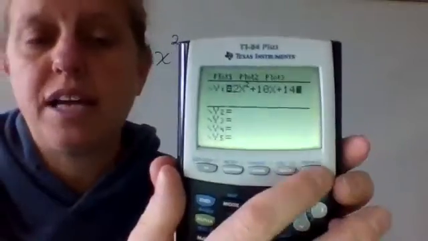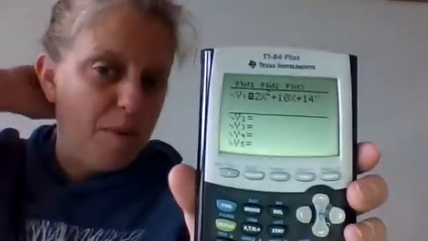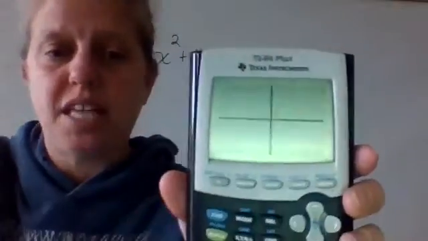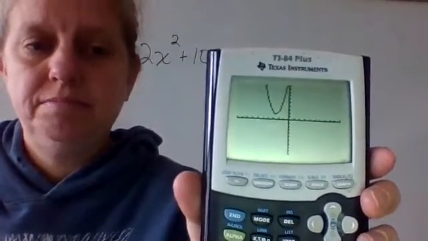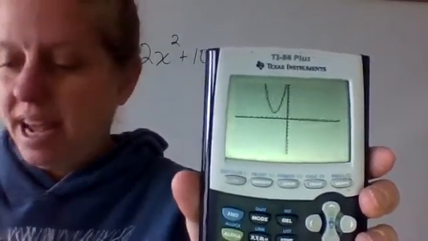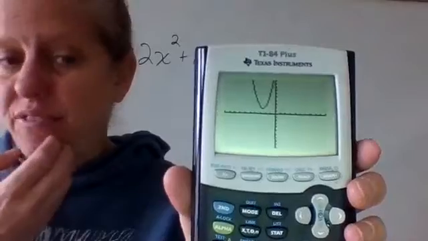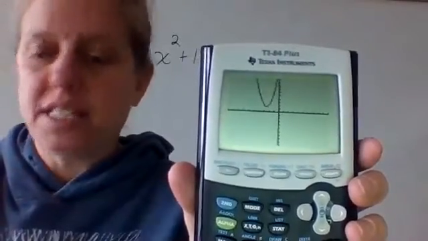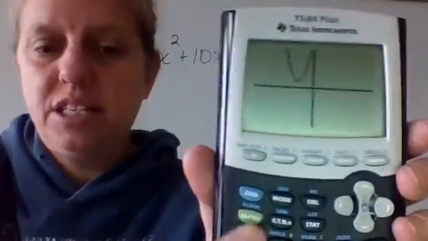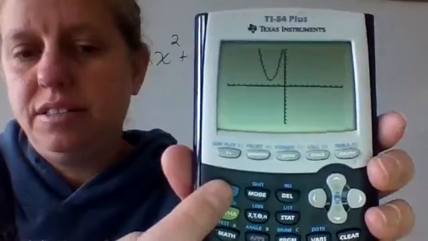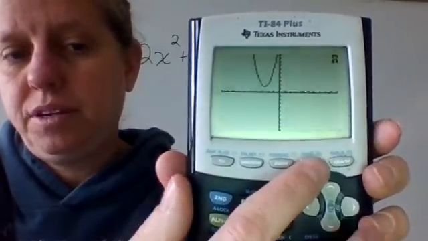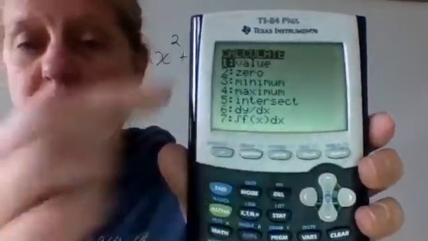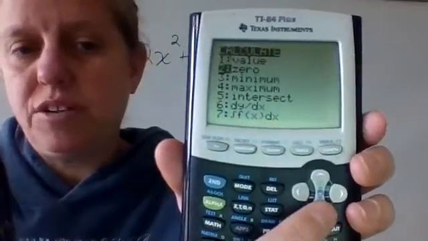Okay, let's look at it, right? Because one of the questions is going to be, does it have a minimum or maximum? So let's make sure it's right side up like we think it is. So there it is. And it's going to ask me all the same things. The first thing it's going to ask me is, what is the vertex? So hit second calc. So since it's right side up, it's got a minimum again. So let's go down to minimum.